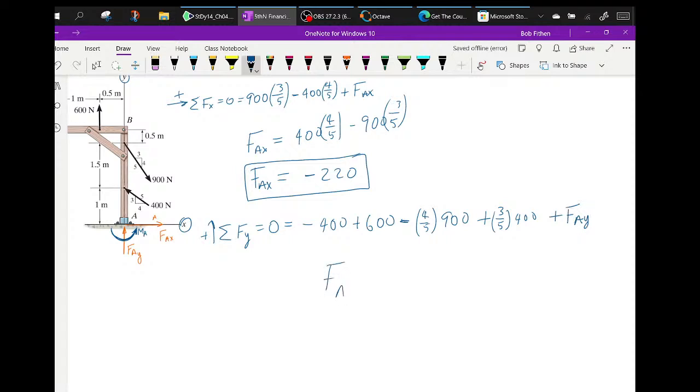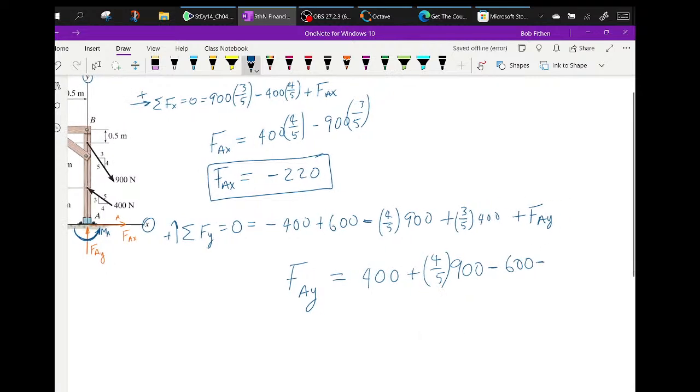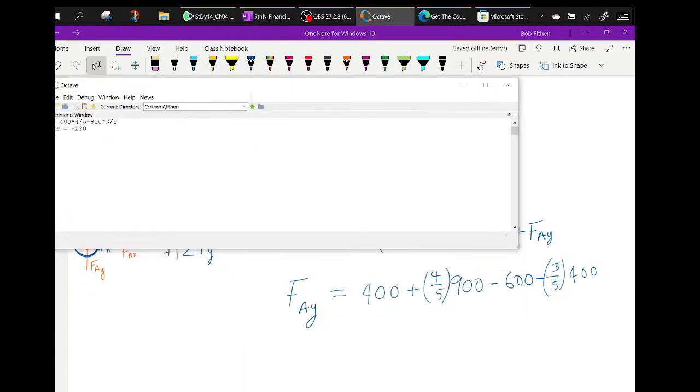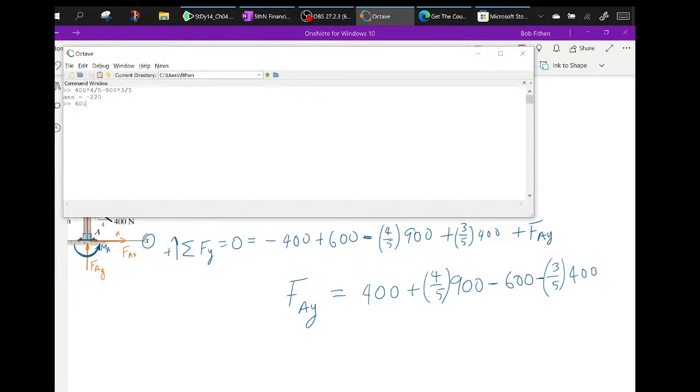Okay, so what I get is F_A_y is equal to, now, I'm going to move all this to the other side, so I get 400 plus 4/5 of 900 minus the 600 minus the 3/5 of 400. Okay, 400 plus 4/5 of 900 minus 600 minus 3/5 of 400. That's 280.